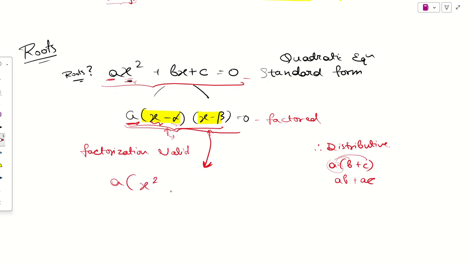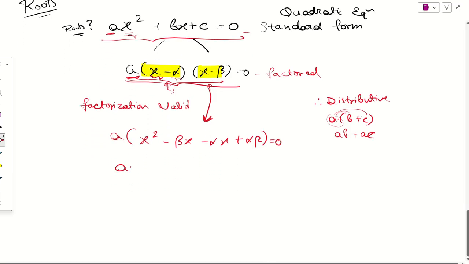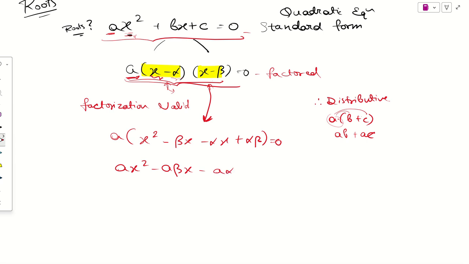Now we get x square minus alpha x minus beta x plus alpha beta. This is your factored form expanded. So these are your two equations. We know both are the same equation but in different forms.